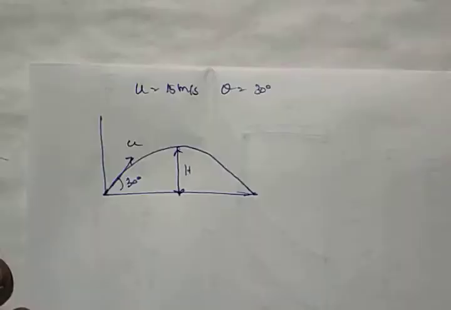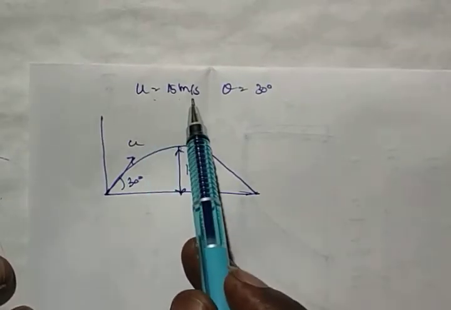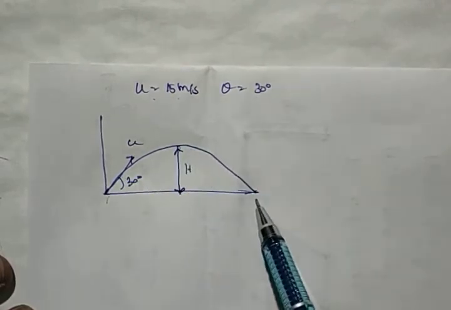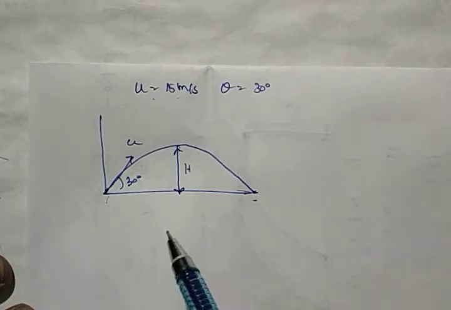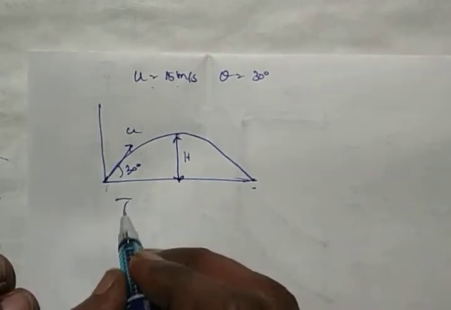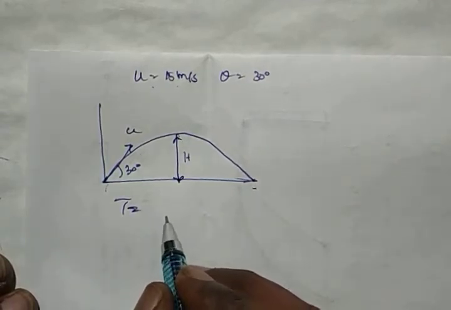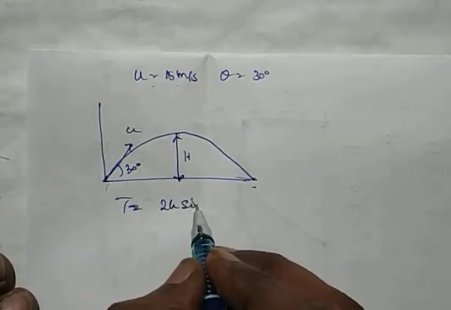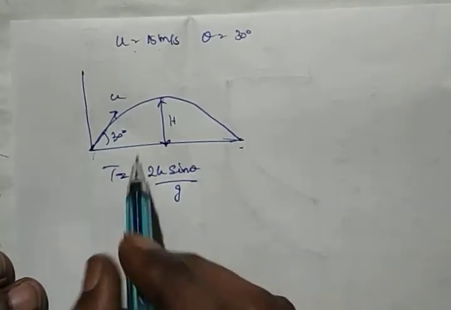So first of all, write the initial quantities. The question is this: u is equal to 15 meter per second and theta is equal to 30 degrees. This is the diagram. Please always draw a diagram for every question. That is very important. So what is asked? Time is asked. Time of flight, you should know the formula now. Please remember and write the formula. You should memorize the formula all the time. 2u sine theta upon g. That's the formula.